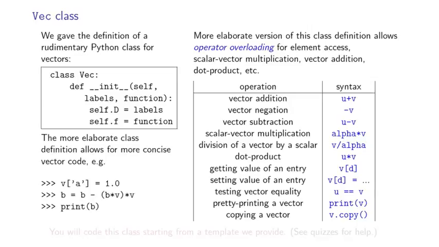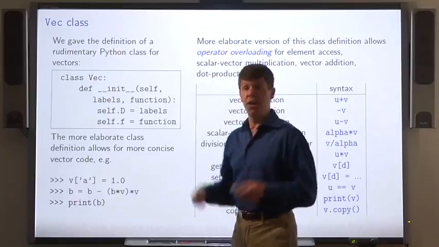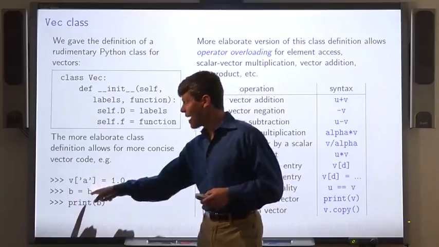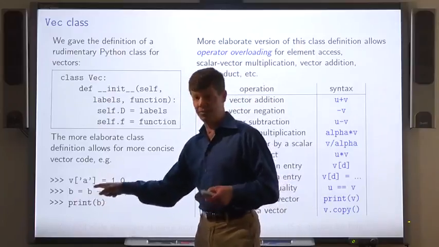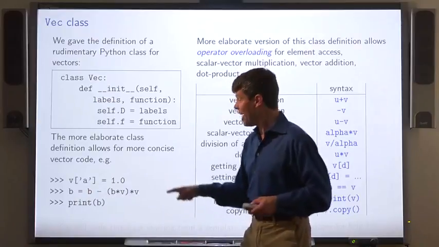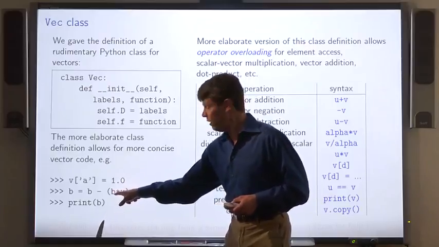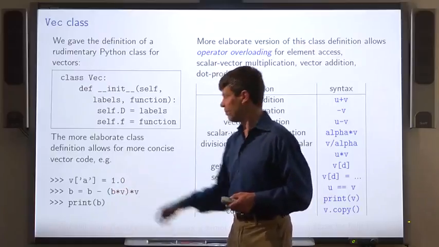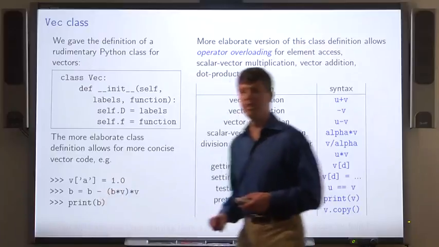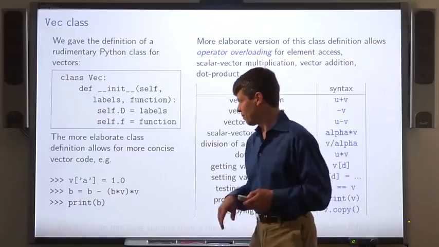This sets the A entry of v to 1.0. This assigns to the variable b the vector obtained by subtracting from the current value of b a scalar multiple of v. And the scalar is the dot product of the current value of b with the vector v. And this prints the vector b in a nice format.